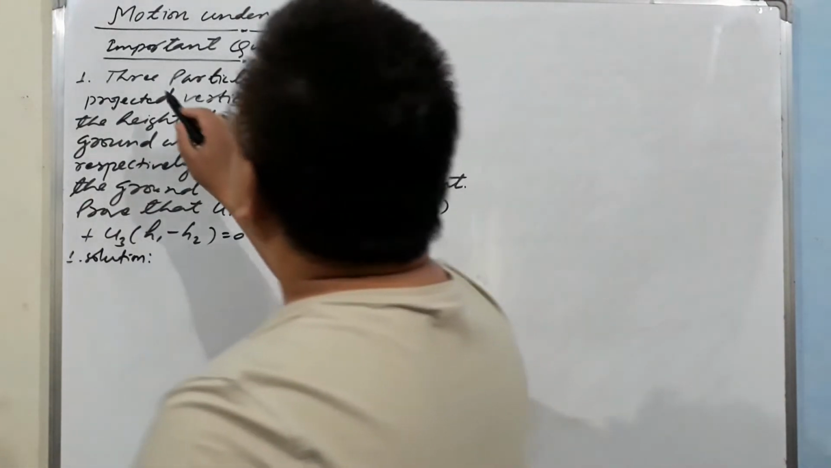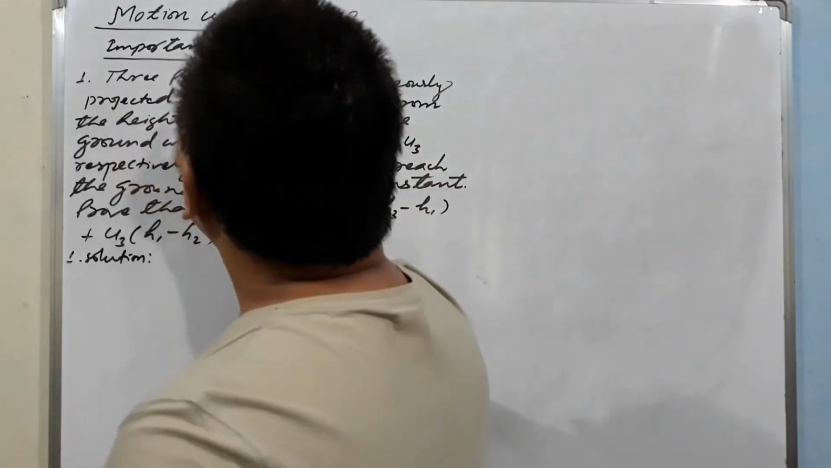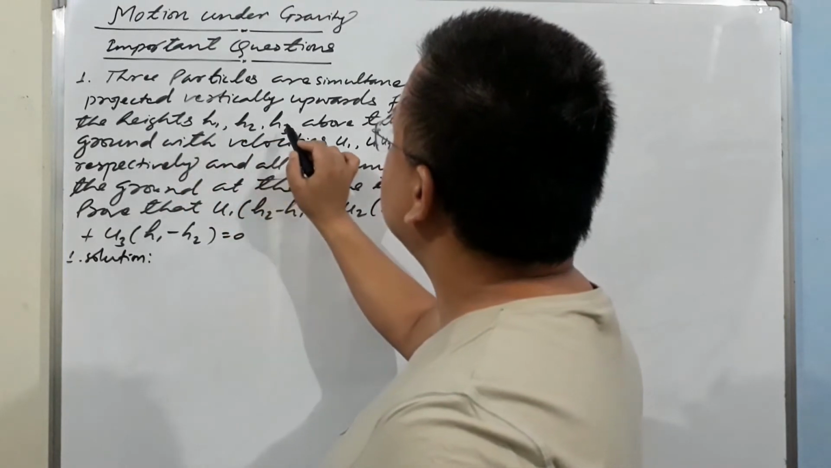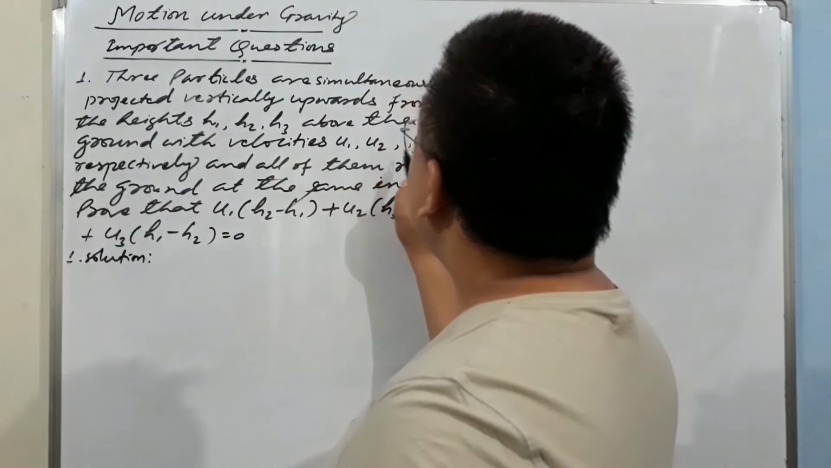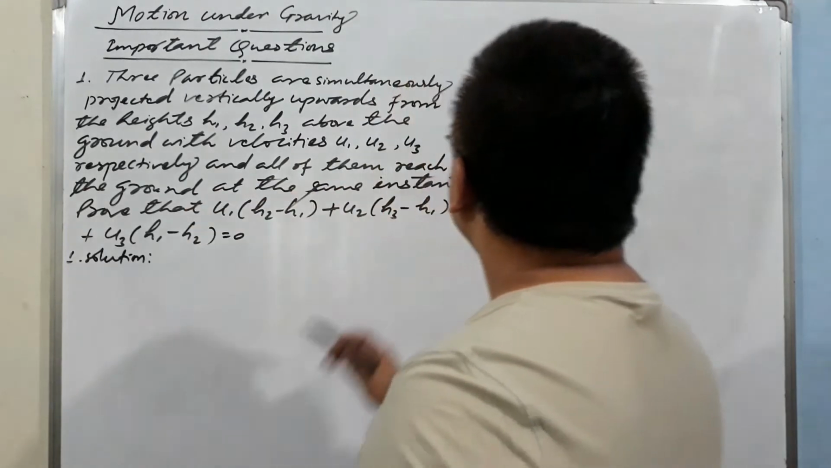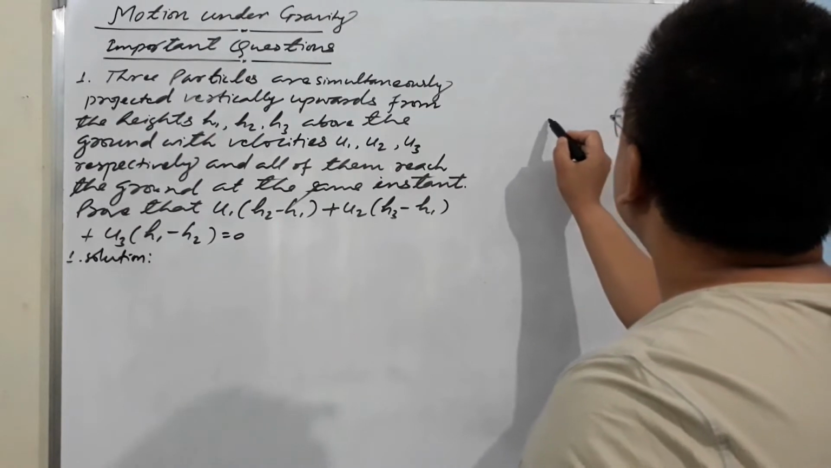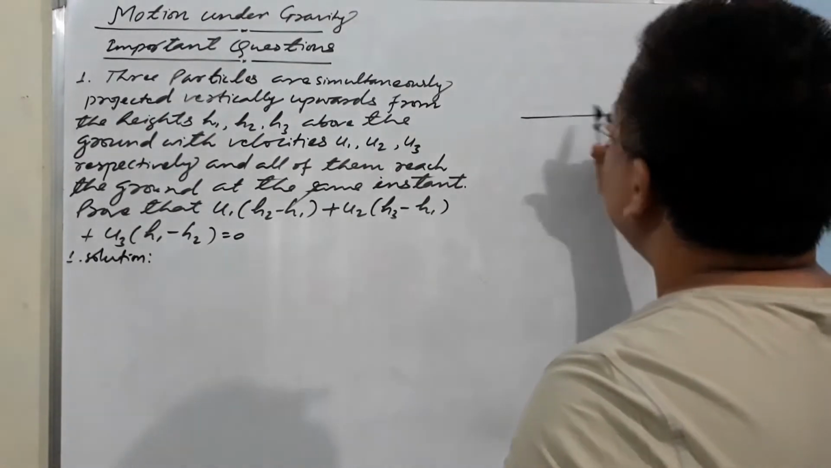So let's study. Three particles are simultaneously projected vertically upwards from the heights h1, h2, h3 above the ground with velocities u1, u2, u3 respectively. Listen to me, everybody, I'm going to show it in a diagram. Let's suppose this is the ground.